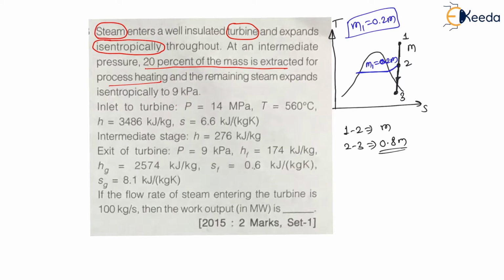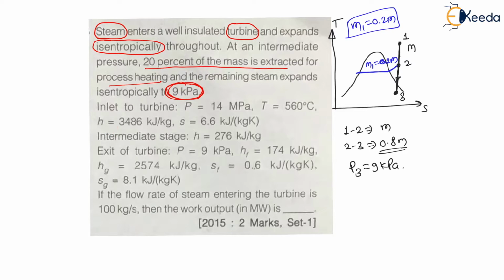Isentropically to 9 kilopascal. Here they have given that to 9 kilopascal means this condition is at end of turbine, means 3 condition. Therefore we can say P3 is equal to 9 kilopascal. Now let us read the next statement. Inlet to the turbine. Now here turbine inlet is 1. Definitely turbine inlet is 1. Inlet to the turbine. Pressure is 14 megapascal. Temperature is 560 degrees Celsius.